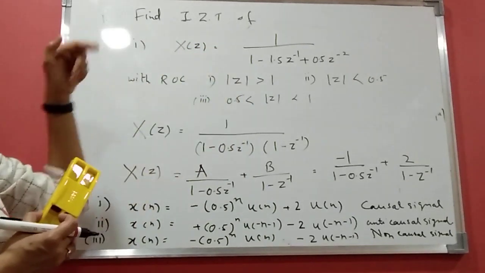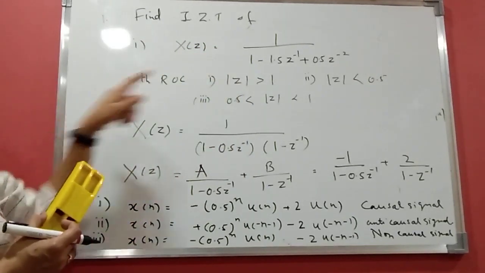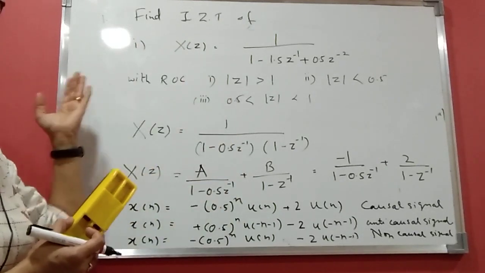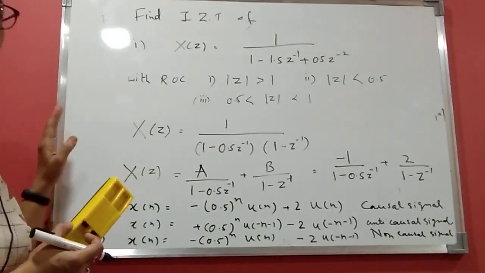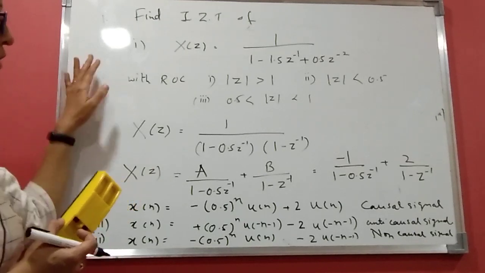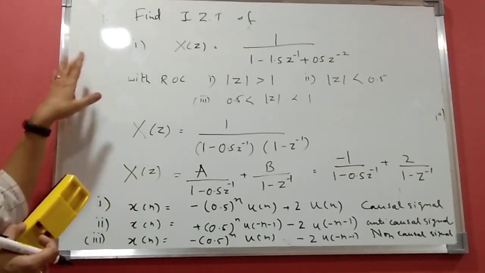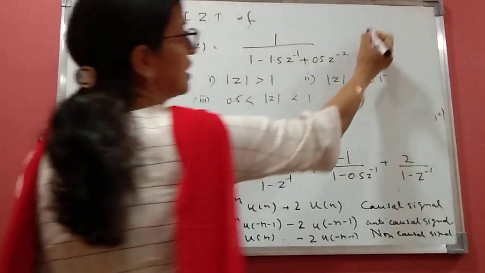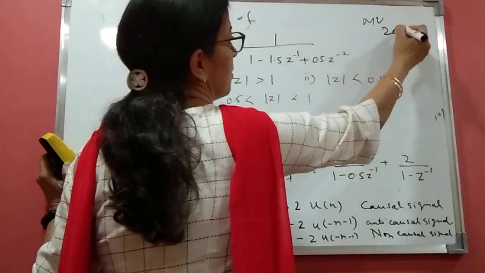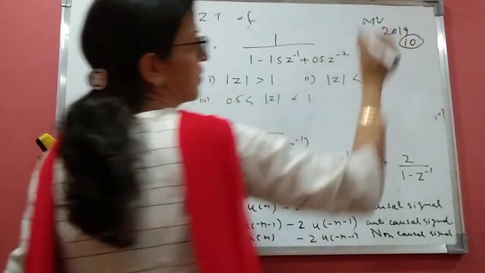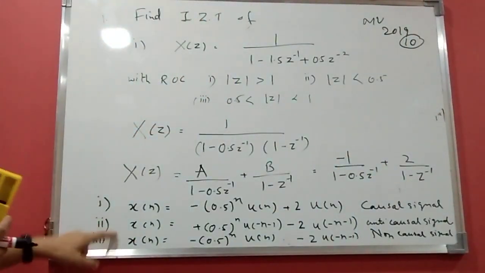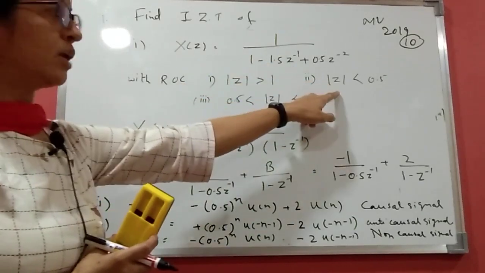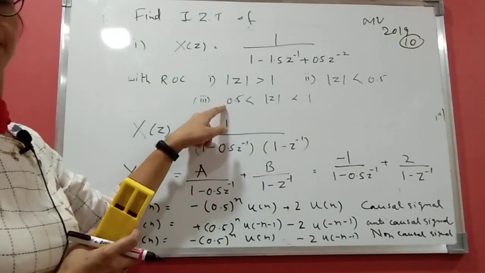Whenever you find the inverse Z transform of any signal, you have to look into what is the ROC. Or even if you are finding the Z transform, you also always should write what is ROC. So this is one of the examples I have solved as inverse Z transform, and this was also asked in the Mumbai University exam in 2019 paper for 10 marks. So just look at this. I have taken 3 ROCs in this case, for causal, for anti-causal and for non-causal.